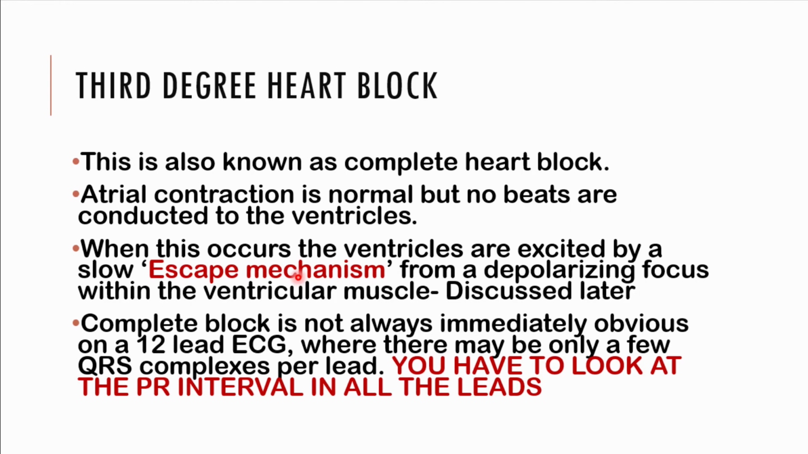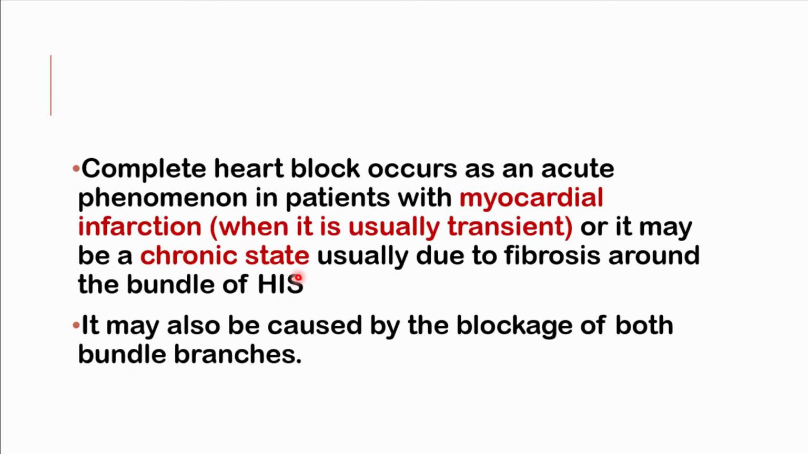Look at all the PR intervals in all the leads if you want to distinguish a third-degree heart block, because there's going to be a dissociation. You won't see a pattern between the P waves and the QRS complexes. Sometimes the PR interval may vary greatly. So you may see some P waves actually coinciding with some QRS complexes, and the atria will be beating with their own rate, which is much higher. The ventricles will also be beating with their own rate.